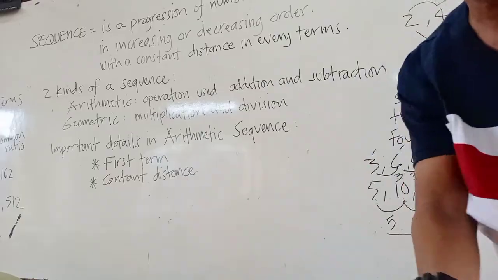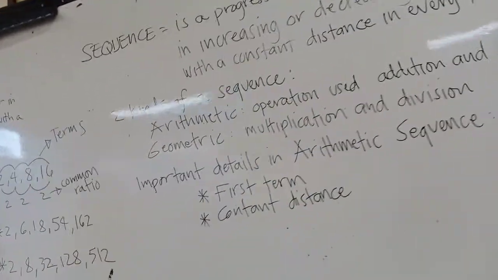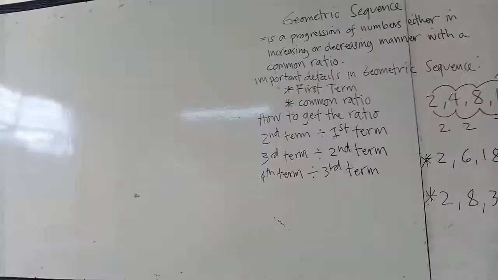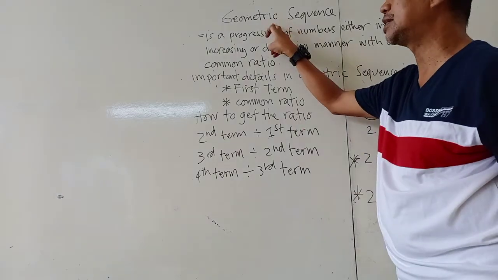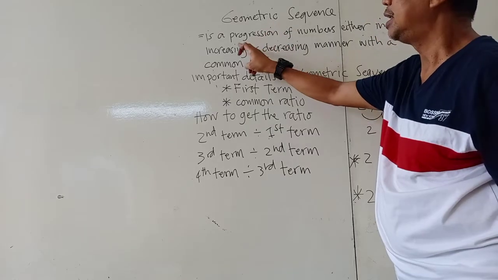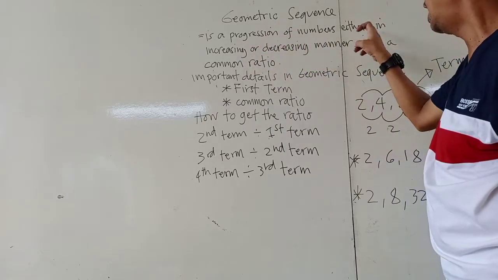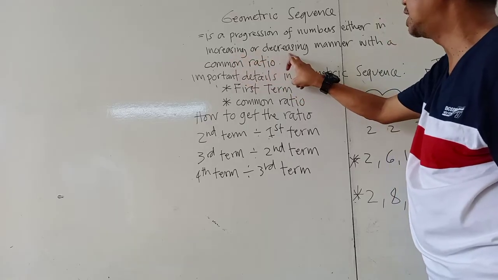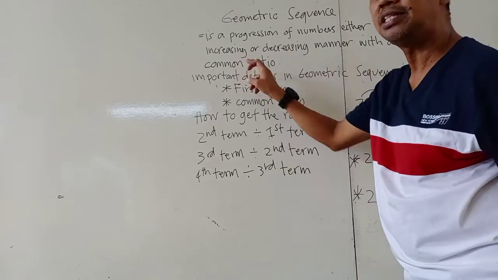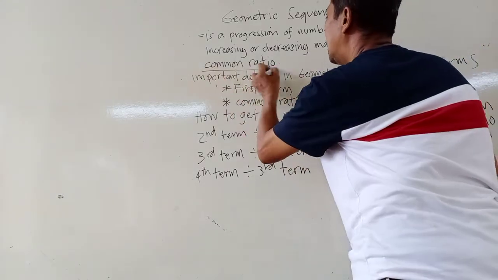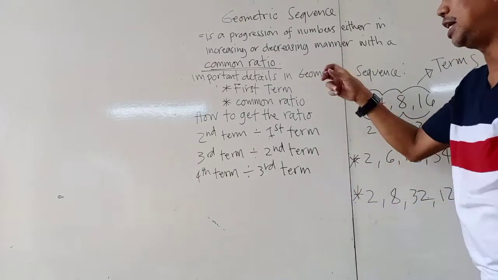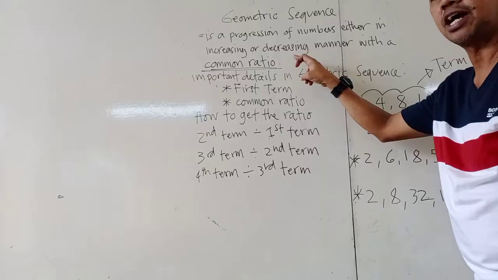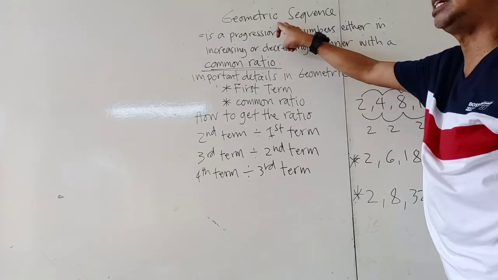Now, we will go to geometry. How about in geometric, sir? In geometric it is quite different. As I have said, whenever you go to geometry, a geometric sequence is a progression of numbers either in an increasing or decreasing manner with a constant ratio. So it is now different. Before, it was a constant distance in arithmetic. Now it is a common ratio in geometry.